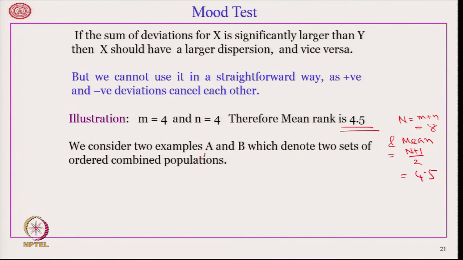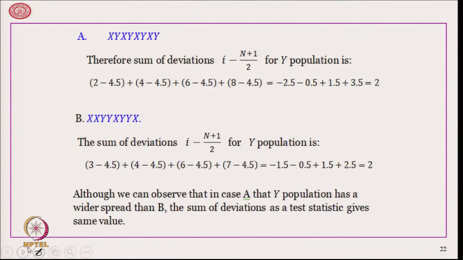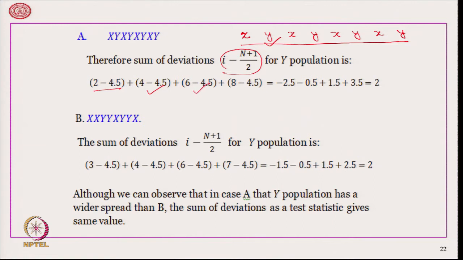Suppose we consider two examples, A and B, with the following arrangements. A is X, Y, X, Y, X, Y, X, Y. That means the first observation is X, the second observation is Y, the third is X, the fourth is Y, the fifth is X, the sixth is Y, the seventh is X, the eighth is Y. This is in the ordered sample. I am not talking about the order in which samples are taken. Therefore, the sum of deviations i minus (N+1)/2 for the Y population is 2 minus 4.5 plus 4 minus 4.5 plus 6 minus 4.5 plus 8 minus 4.5, which is equal to minus 2.5 minus 0.5 plus 1.5 plus 3.5, which is equal to 2.